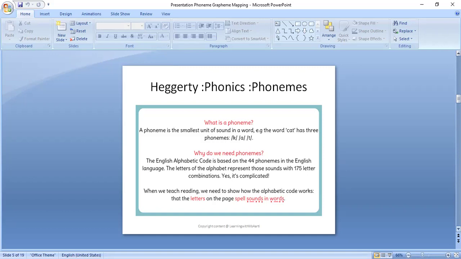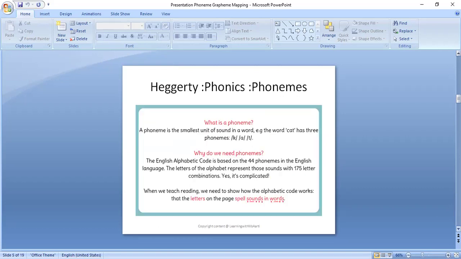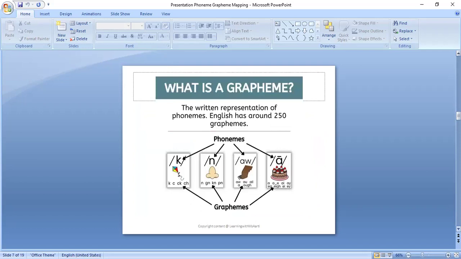When we teach reading also, we need to show how the alphabetic code works, that the letters on the page spell sounds in a word. So this phoneme is actually part of a phonemic awareness program. One more written representation of phonics I am showing you on the screen.